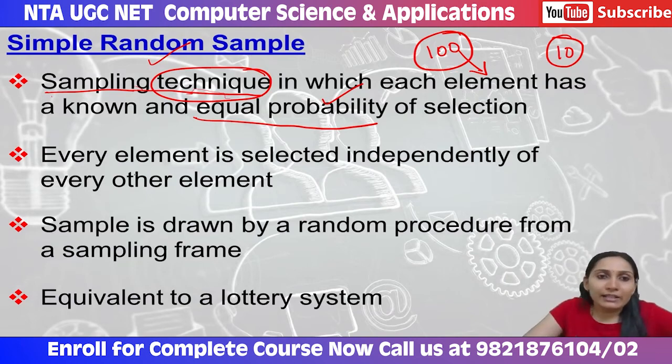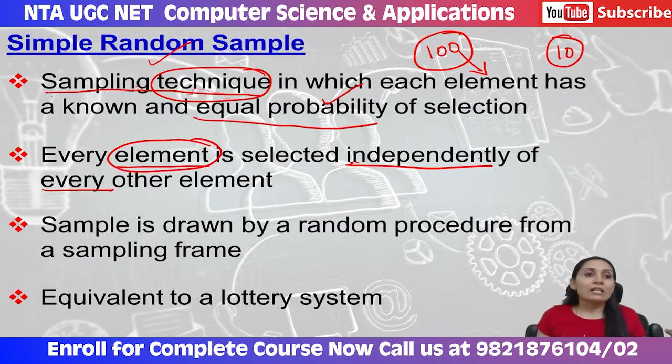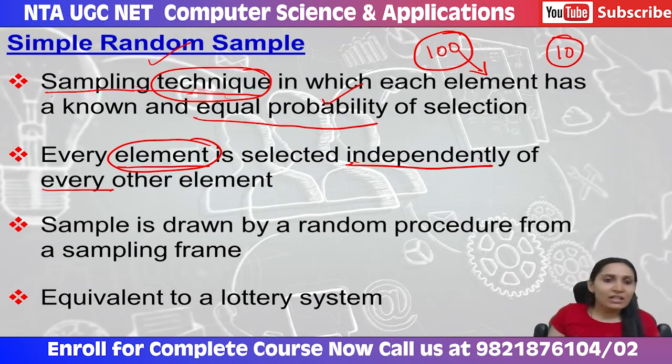And secondly, each element is selected independently of every other element. That means the selection of one element is not dependent upon whether another element is selected or not. So the selection of these 10 people is not based on the selection of any other person. It's not dependent upon the selection or non-selection of any other element.